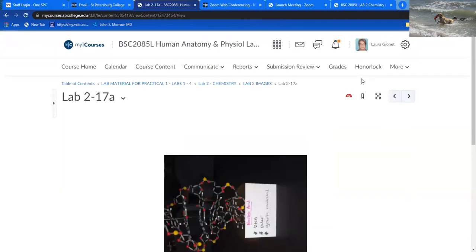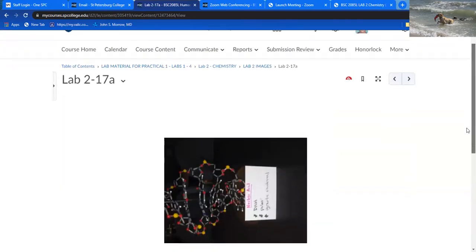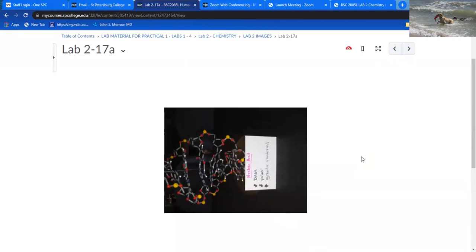Okay, this is kind of sideways, but this represents a double helix, and that would be DNA. The bond type is polar covalent, its building blocks are nucleotides, and it contains genetic material.